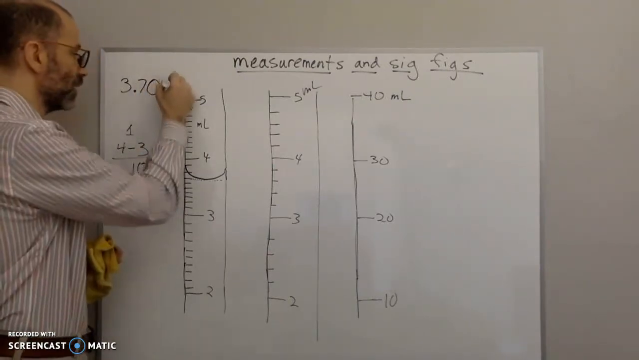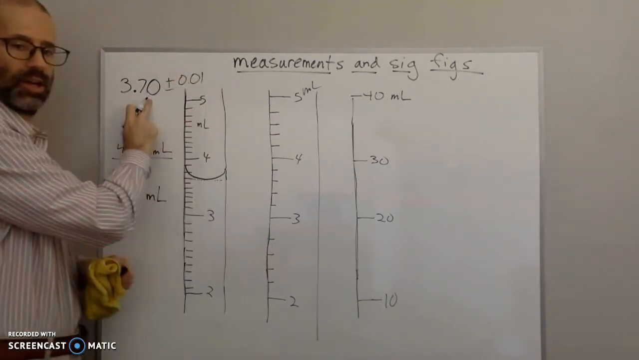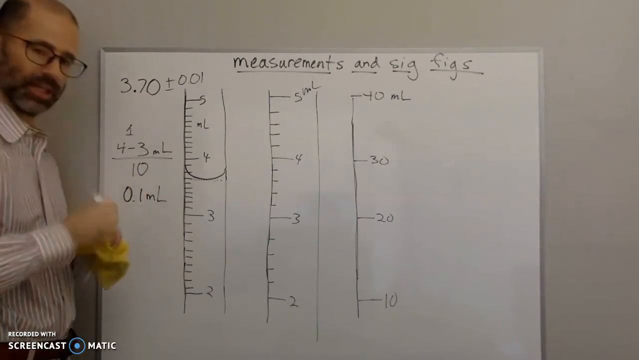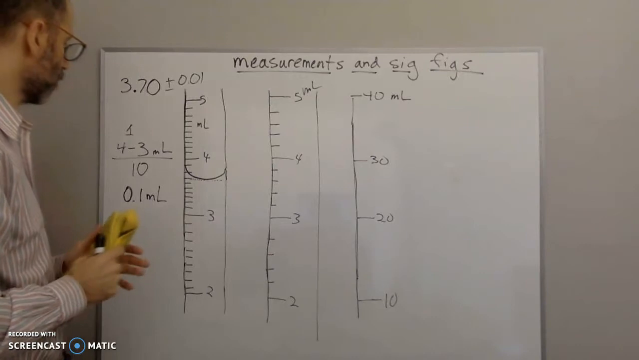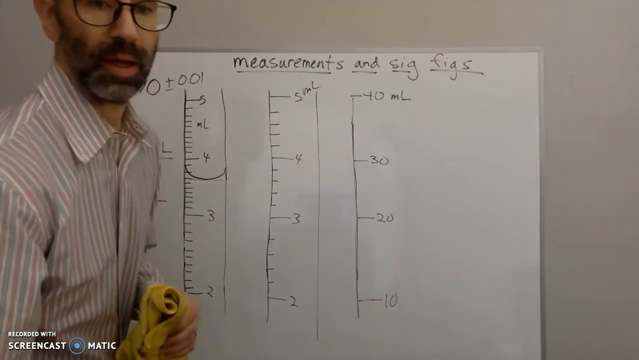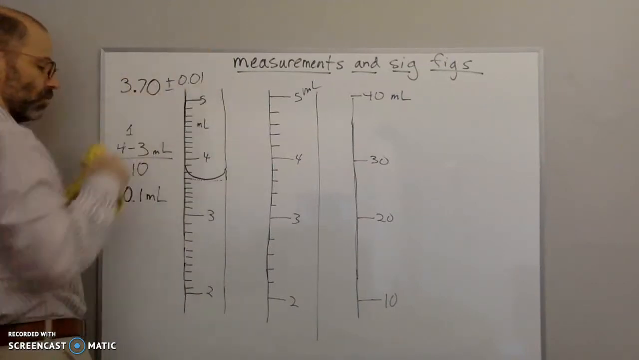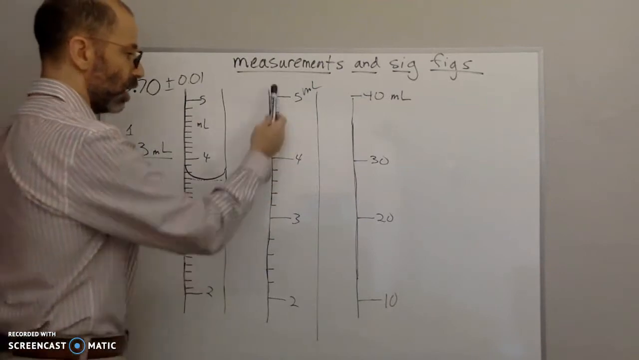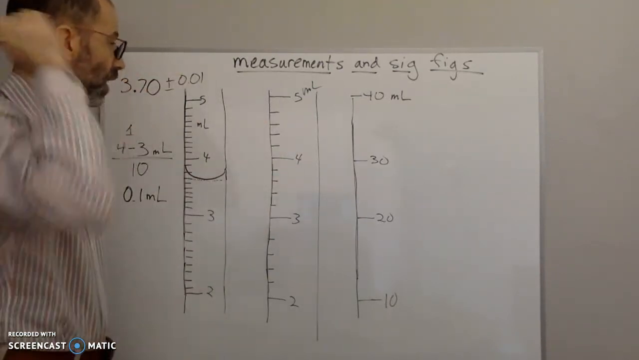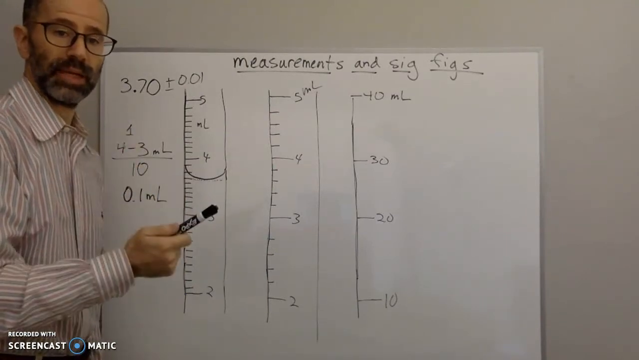And then it's going to be plus or minus 0.01. So it's still one, different people can read it differently, so they can read it one up or one down. Okay, so that's this instrument here. So now for the other instrument, this is important because it's really important to follow the rule: only one estimated digit.